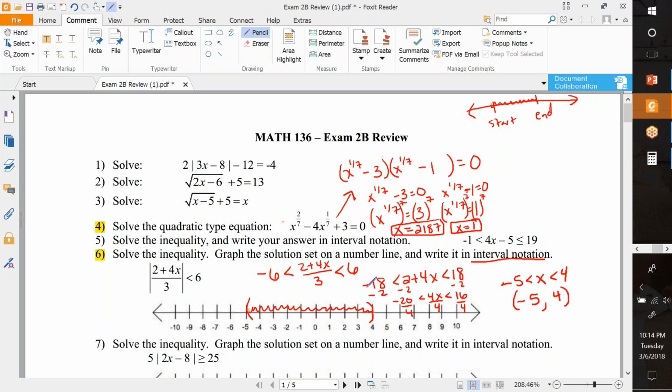Okay, anybody else have any questions on 6 before we move on to the next one? And Madison, did that help a little bit with the interval notation? We're probably going to see some more of it, but did that help a little bit?